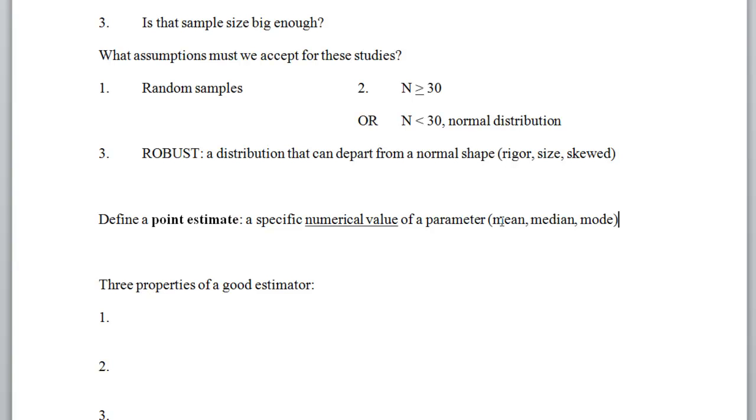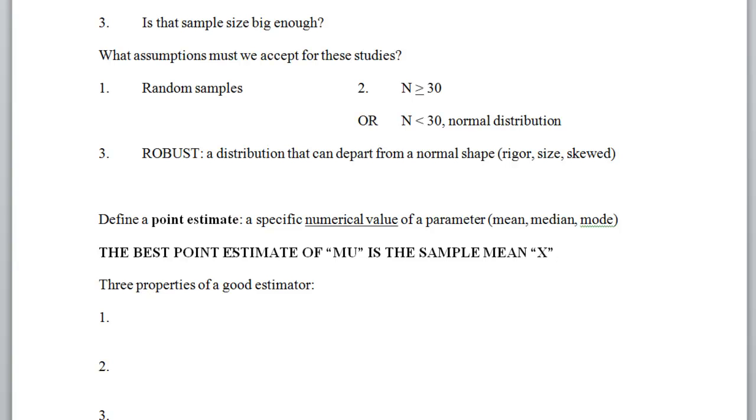Now, for the last couple chapters here, we've been focusing just on an average. So really what we're trying to say is a point estimate is a numerical value of the average, because we're not talking about finding numerical values of medians or modes in large populations. Now, this is something to highlight here. The best point estimate of mu is the sample mean x, and that would be an x with a line drawn across the top of it. So that sample mean of x, where I have just a line drawn across the top, that is what we're going to be talking about today.